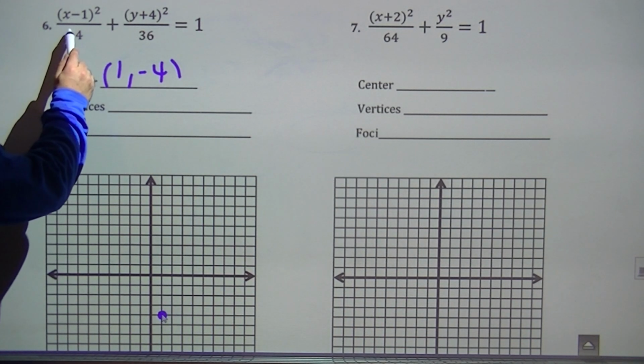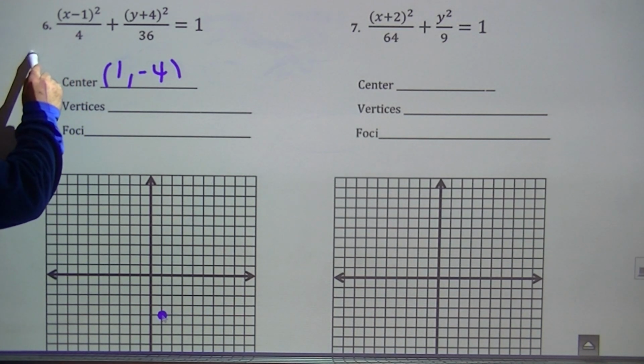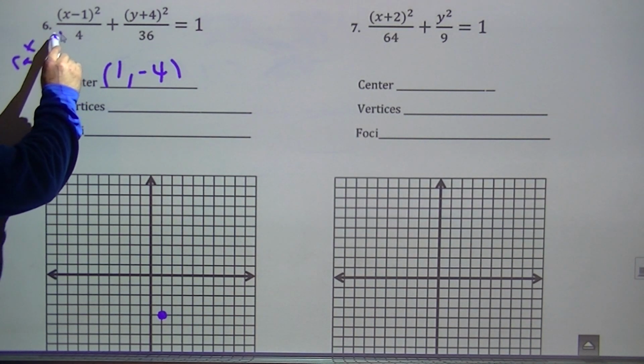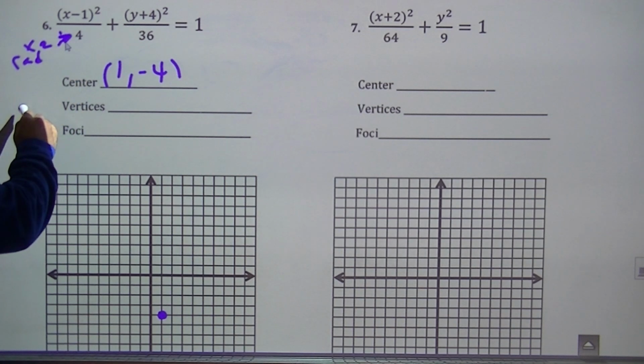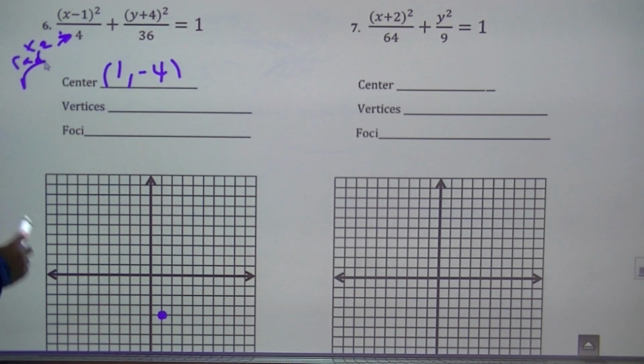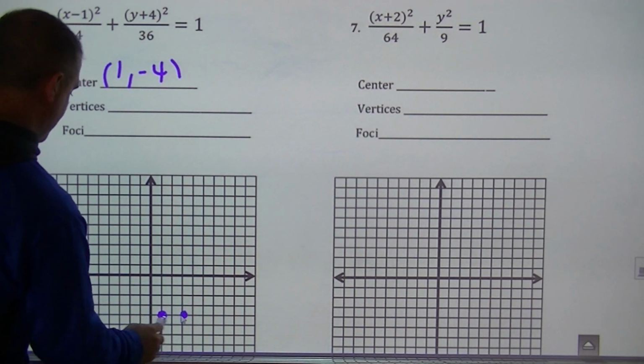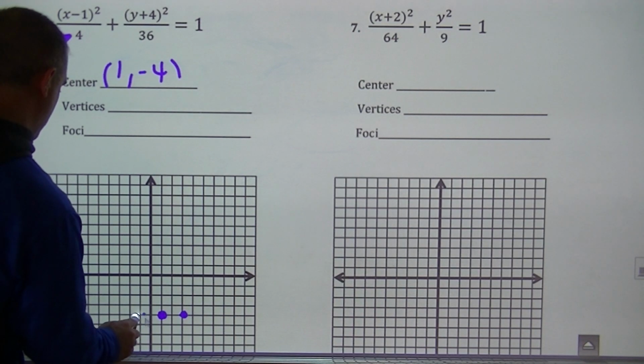To graph it, I'm going to take these, the x radius squared. That's what this represents, so I want to square root that number. That's going to be 2. So 1, 2, 1, 2.